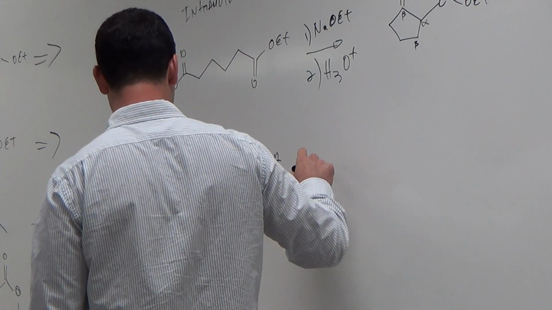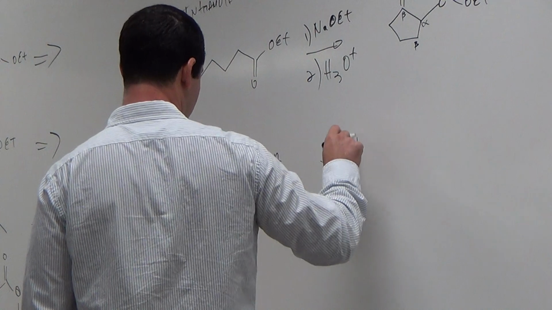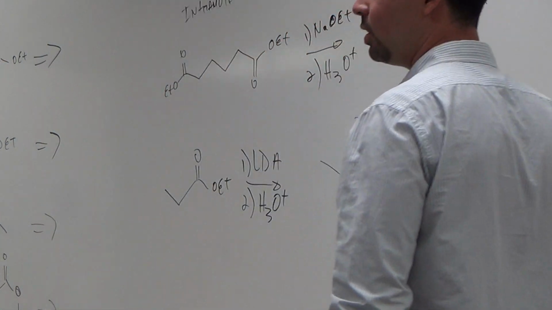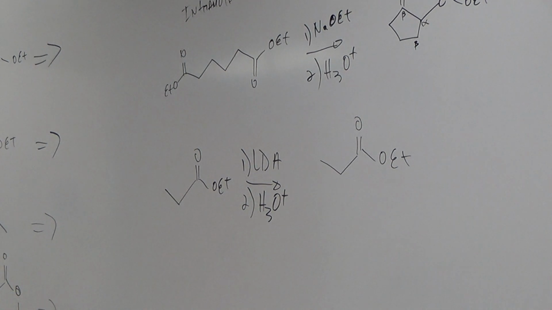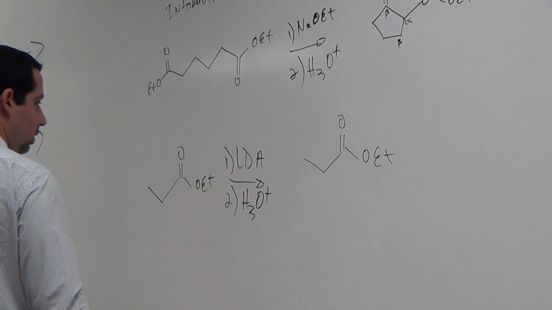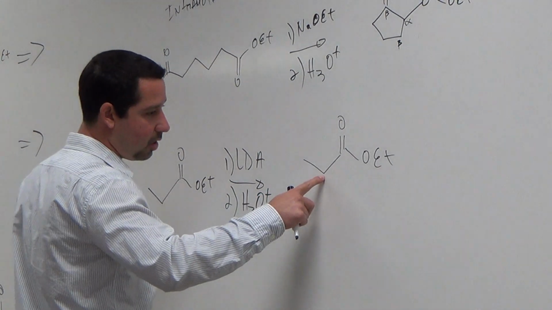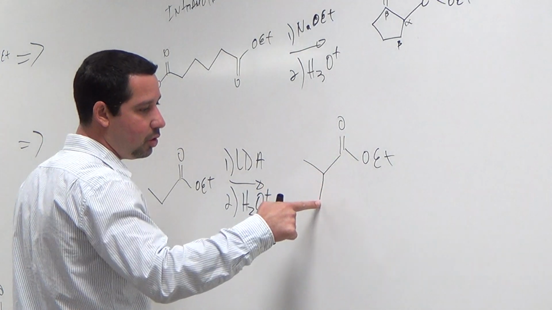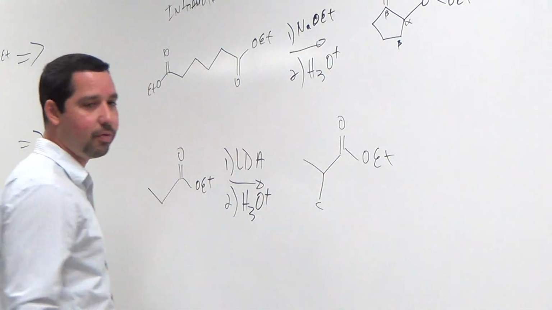So what do we have here? Can I do this? Redraw the same molecule, yes? And then put the attachment where? On the alpha. And I'm going to put it on the alpha carbon. The alpha carbon is going to make a bond to the carbon that has what from the other molecule?